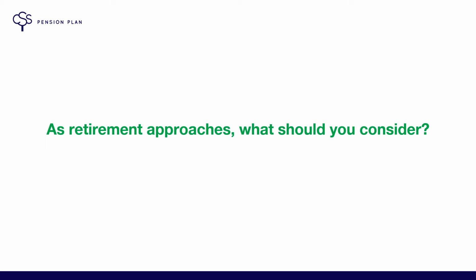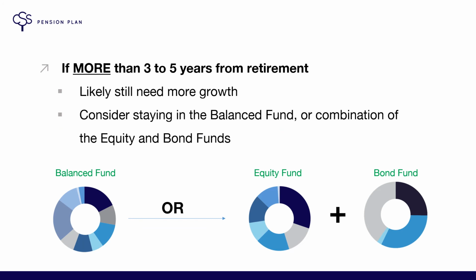Depending on which retirement income option you are planning to take, there are different strategies that you should consider regarding how you might restructure your investments as your retirement approaches. Generally speaking, if you are more than 3 to 5 years from retirement, you probably still need more growth in your pension savings, so you should stay invested in the balance fund or some combination of the equity fund and bond fund.